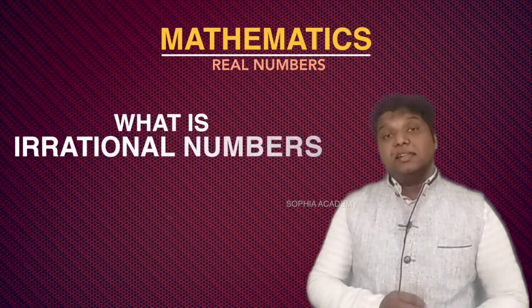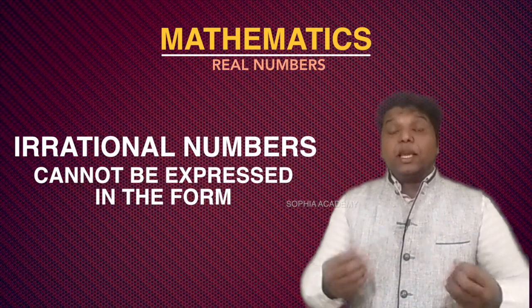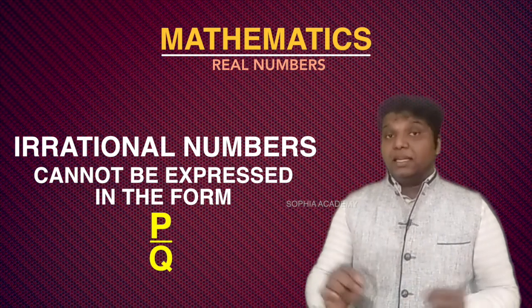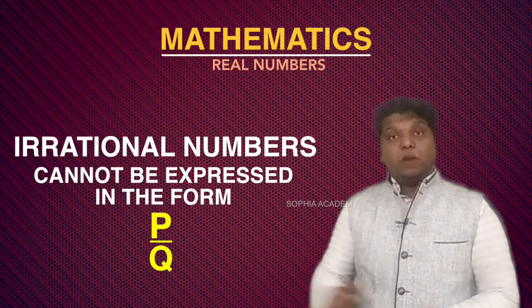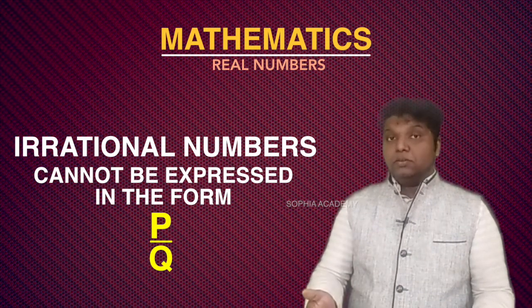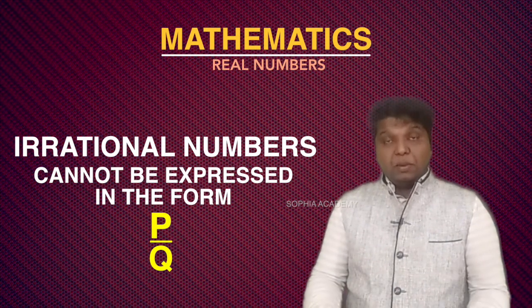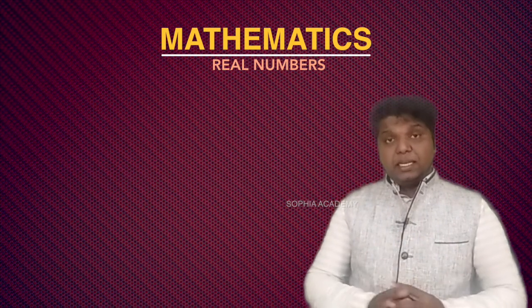Then what is irrational? If you cannot express a number in the form p by q, where p and q are integers, and the denominator part, that means q, should not be equal to 0. That means p can be equal to 0, right? q should not be equal to 0 because division by 0 is not possible. There is not even a multiplication table for 0, right? That's it. So these are the topics which we studied in our 9th class.